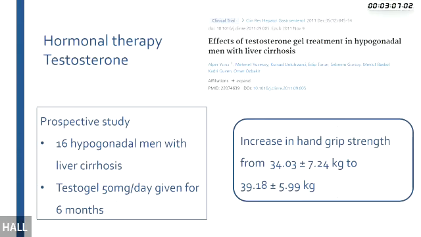Testosterone has been tried. This was the first study in 16 hypogonadal men with liver cirrhosis, and they used this testo gel for 6 months. They did show an improvement in the hand grip strength.